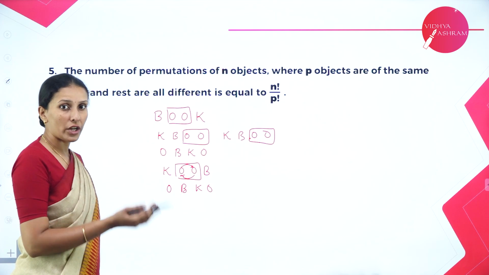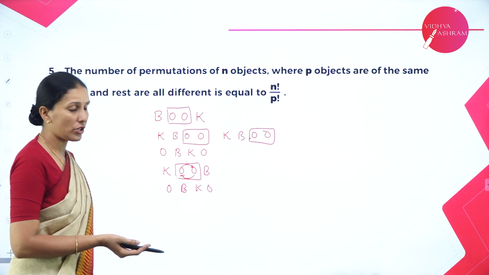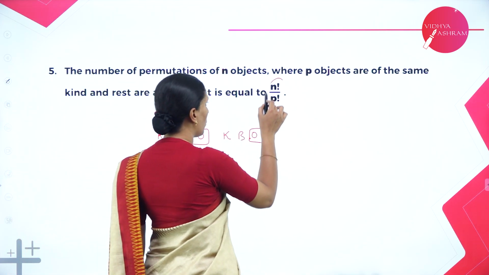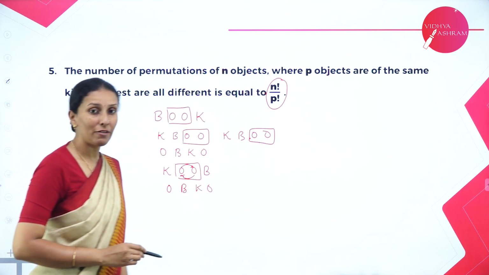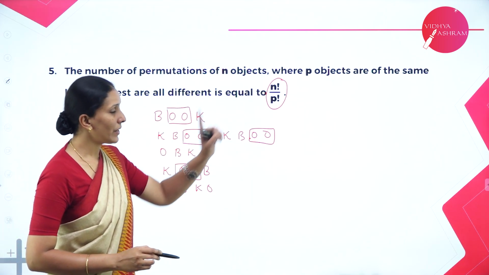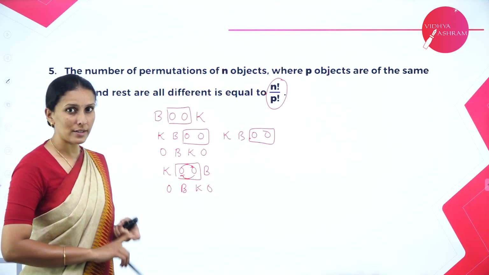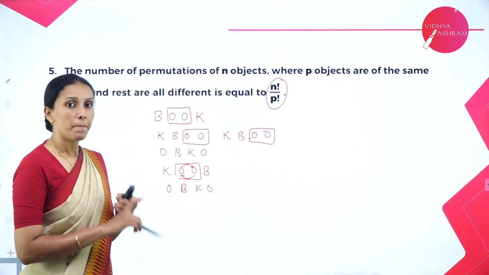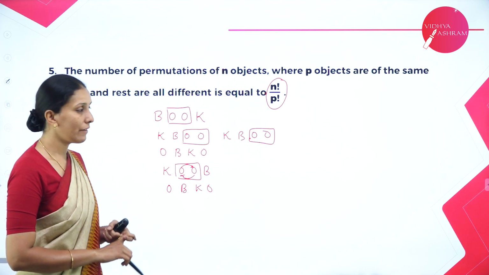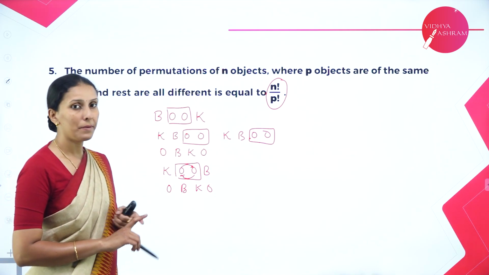even if you interchange them, your arrangement is not changed, then your n factorial is always divided by p factorial, where p represents the same objects, or how many times the same object is repeated. In such a case, the permutation is given as n factorial by p factorial.